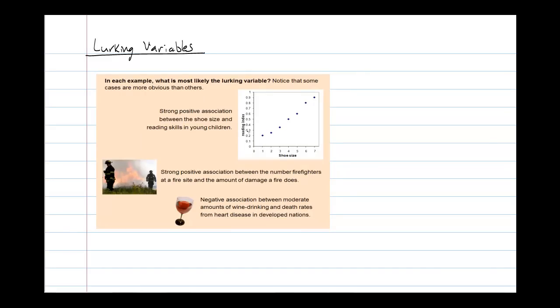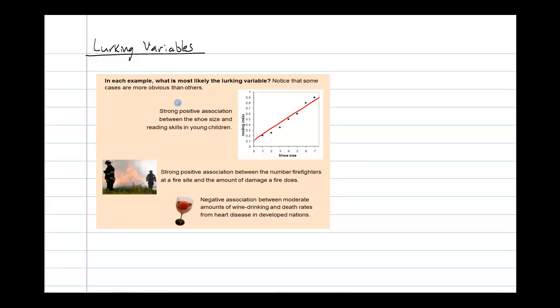So for this first graph, we can clearly see that there looks to be a pretty strong linear association between these two variables. The variable on our x-axis is shoe size, our explanatory variable, and the y-axis variable is a reading index score. So graphically and numerically, there seems to be a strong positive association between a child's shoe size and their reading skills. But that doesn't really even make sense.